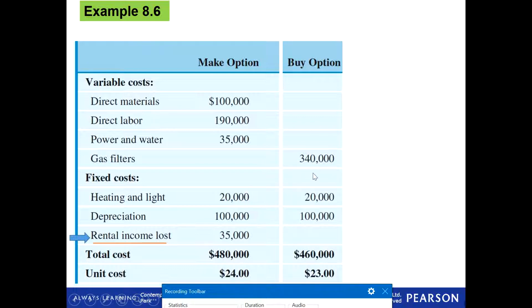This is what we will pay, but we will also be paying the fixed cost. Remember, this 20,000, whether you produce or not, you have to pay. Depreciation too. Now, what is your cost? This is the cost which you pay to Temkins, the other company, plus the fixed cost, right? So the cost is 460,000. And what is the per unit cost now? 23.